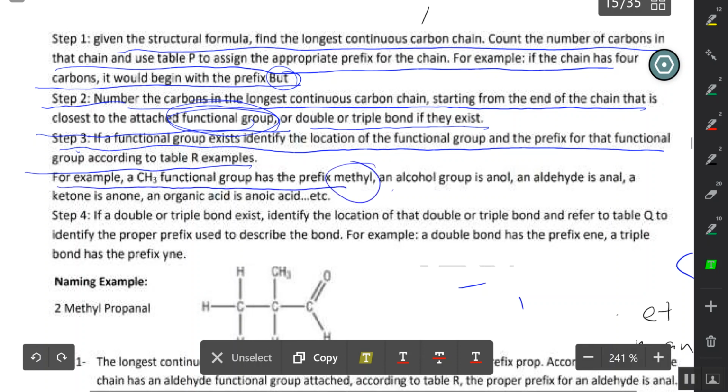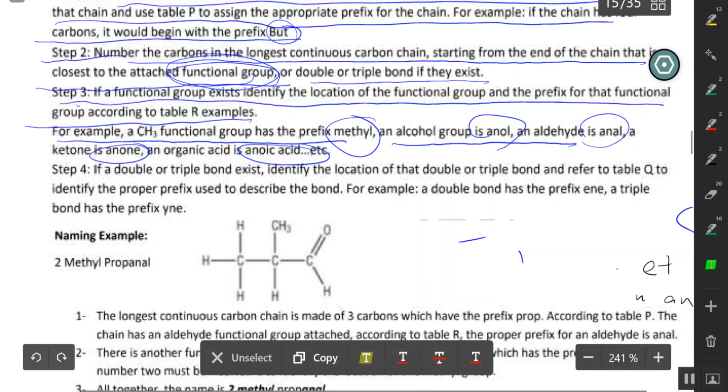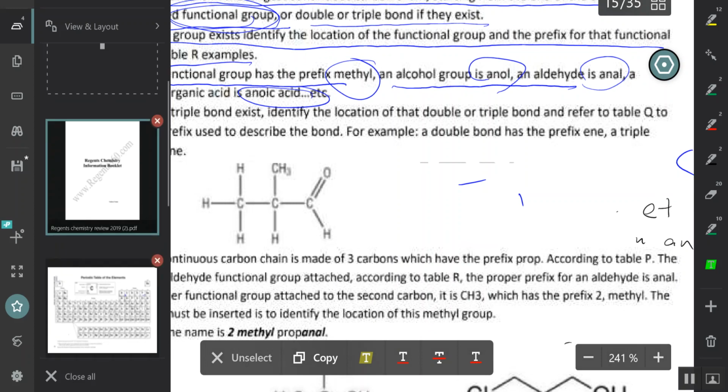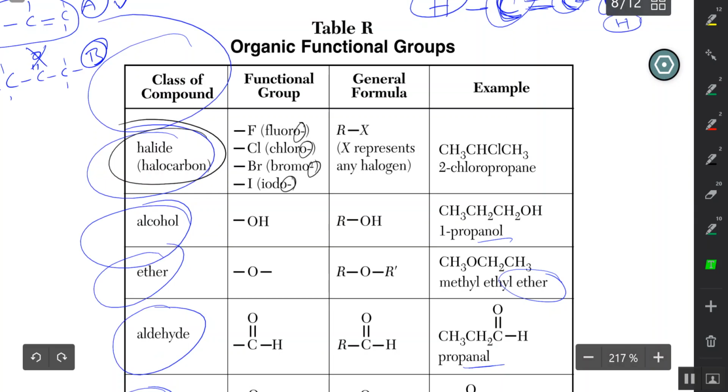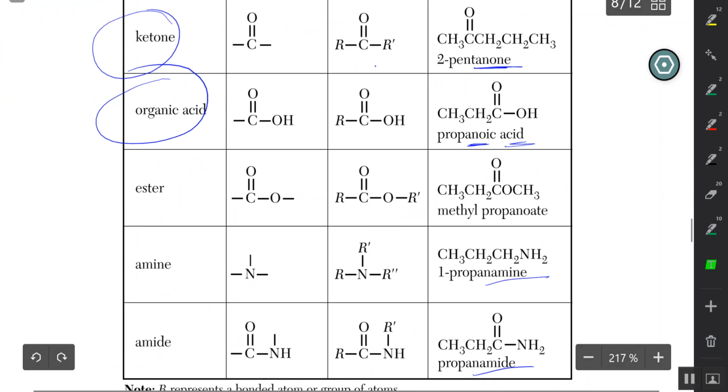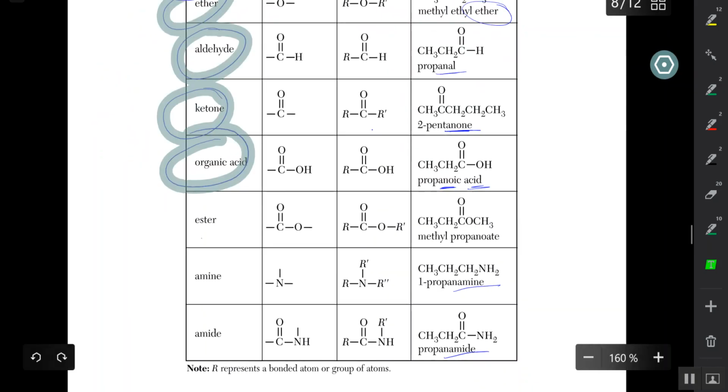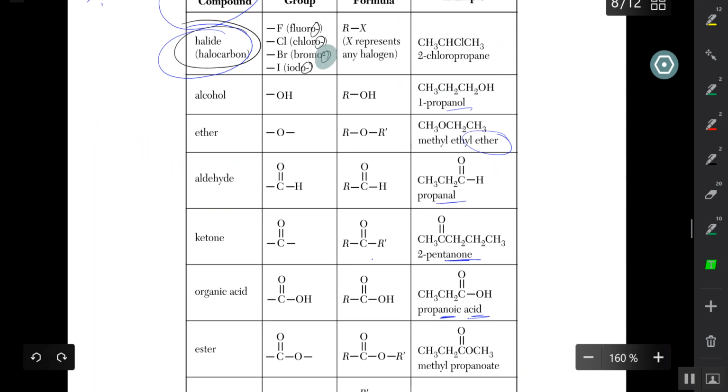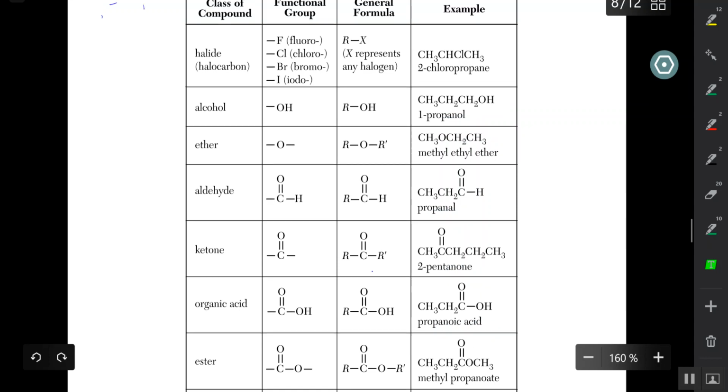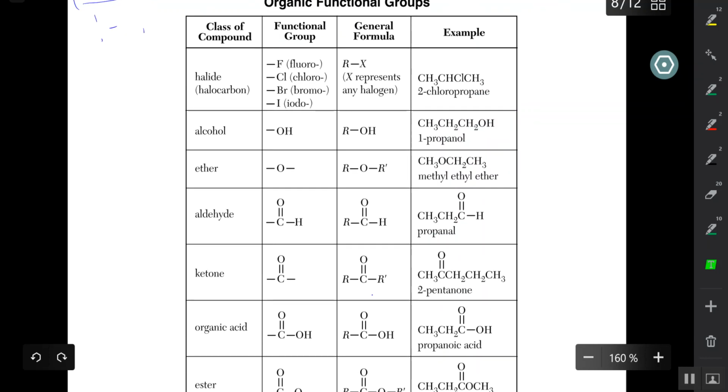Methyl, YL, for hydrocarbon functional groups. Alcohols will have an anol, aldehydes will have an anal, ketones anone, organic acids anoic acids. So let's take a look at table R stuff. Very important that you're able to identify the functional groups. Identify the classes of compounds and identify the endings. If you know the ending, according to table R, you know the name.